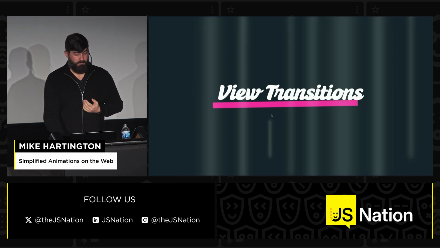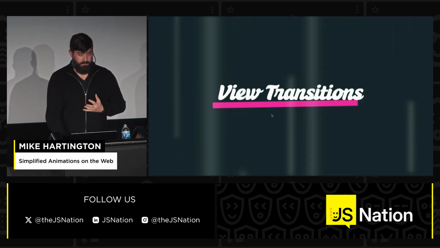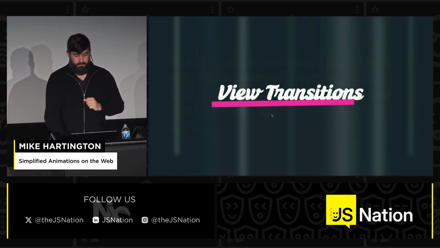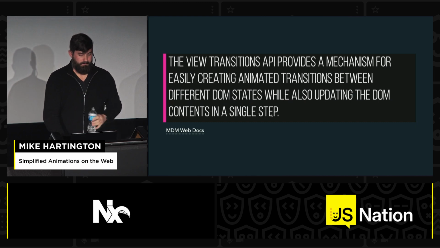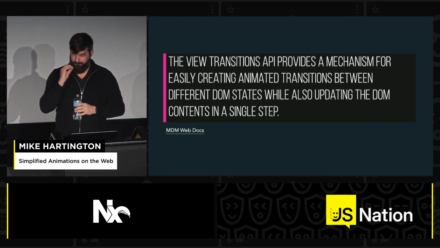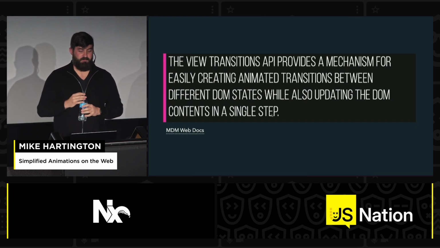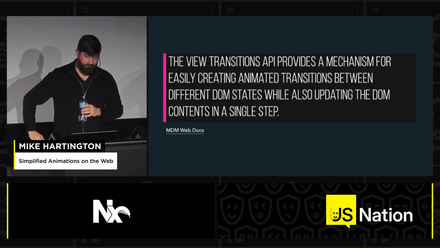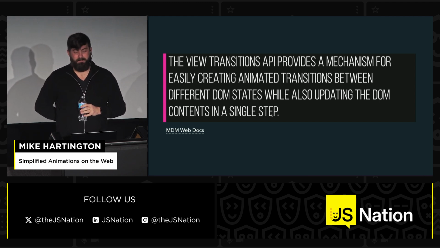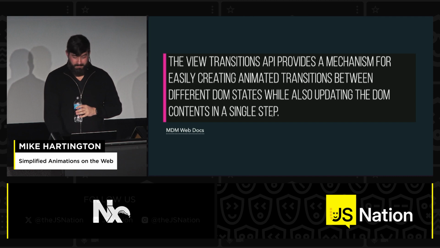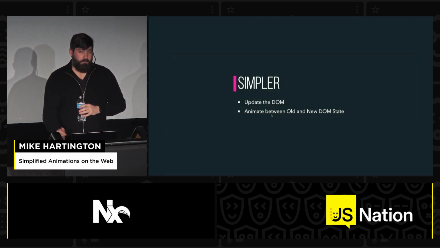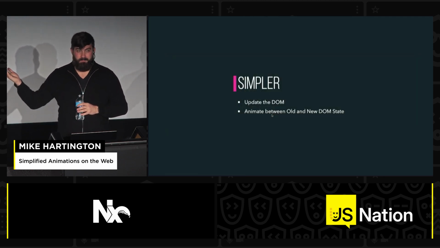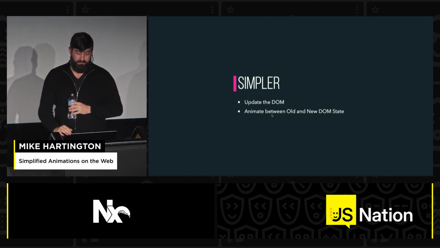View transitions, if you have not heard of them, are probably the coolest thing to come to the web. Now, a very, very technical definition of what view transitions are. The View Transitions API provides a mechanism for easily creating animated transitions between different DOM states while also updating the DOM contents in a single step. You update the DOM and it'll transition between the different states. Pretty easy.